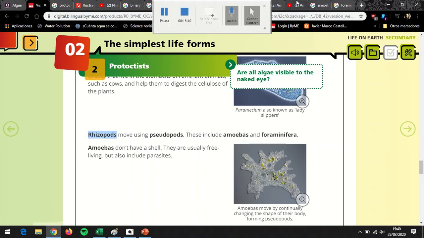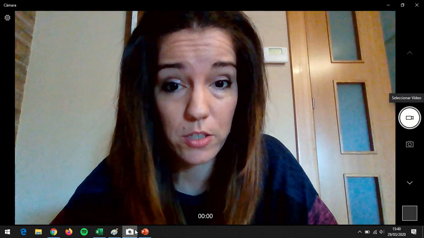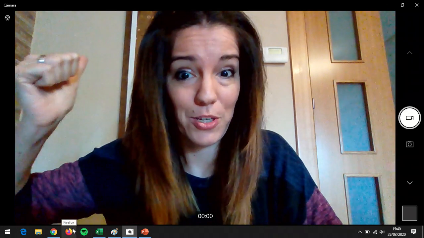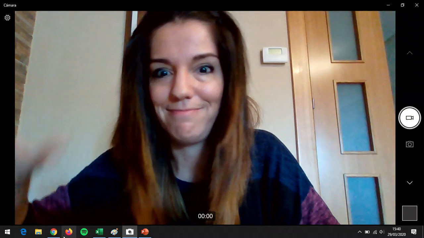In this case, you're going to see an amoeba, which is one of the most typical examples of rhizopods, eating two parameciums, so the ones that we saw before. So it is a rhizopod which is eating two ciliates. You'll see.